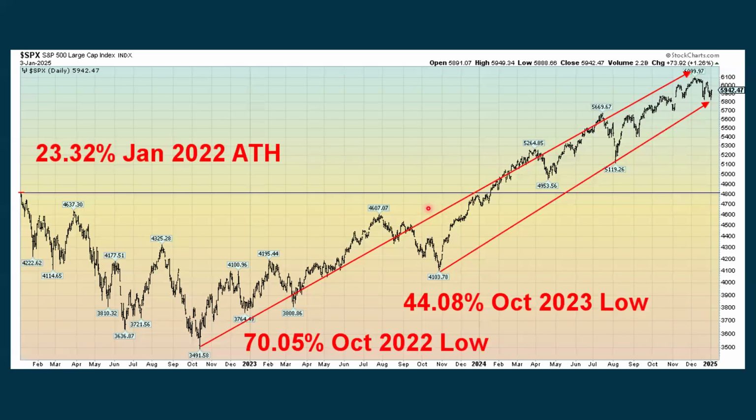Then, just for informational purposes, where are we in terms of previous significant levels with the S&P 500? We're up 23.32% from the previous all-time high that was set in January 2022, before we went into a cyclical bear market. Then we finally bottomed in October of 2022, and we've been going up ever since then, up over 70%. And then we hit another significant low back in October of 2023, and we're up over 44% since that time. This is just a gauge to let us know how things have changed over time on a percentage basis.